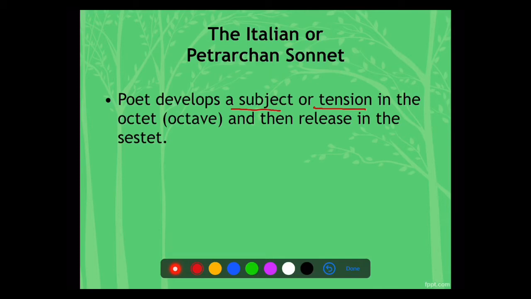Okay. So you need to develop that subject and tension in the octet, which means in the first 8 lines. And then there's a release. Think of the subject as introduction. When you think of a plot line, right? You need to have intro, and then tension, it goes like this to climax. Here's the climax of the story, and then the release, which is like the conclusion, a denouement until the end.